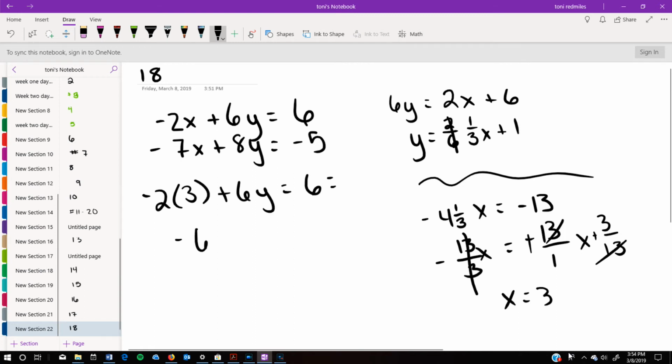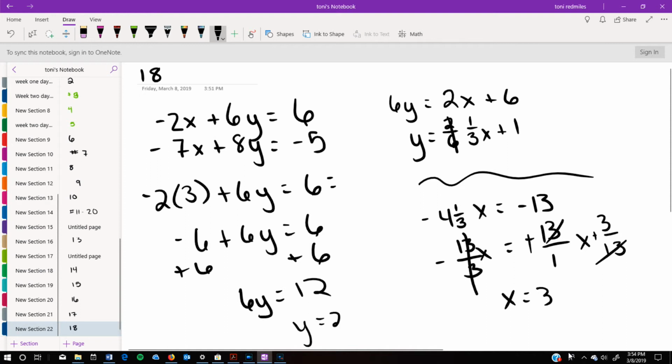All right, so that's going to give me -6 plus 6y equals 6. Add 6 on both sides. So 6y equals 12. Y is going to equal 2. So my coordinate point of intersection is (3, 2). 2 more questions, you guys.